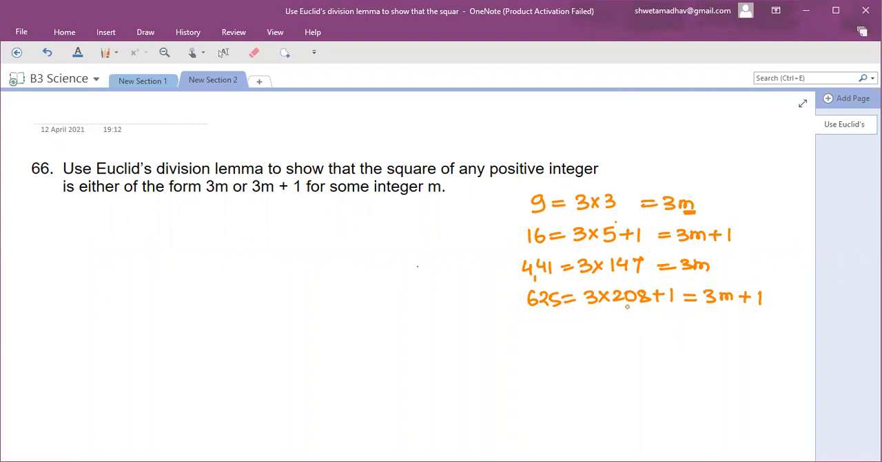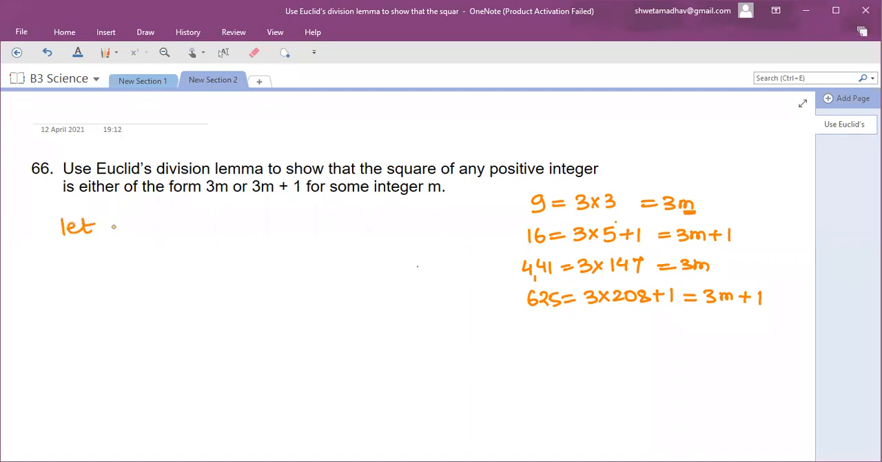We know that any number when divided by 3 can give 3 remainders, either 0, 1 or 2, right? But when we divide any square number, we will get only remainder 0 or 1. We won't get remainder 2. This is the meaning of this question. Clear? Now, how to prove it?